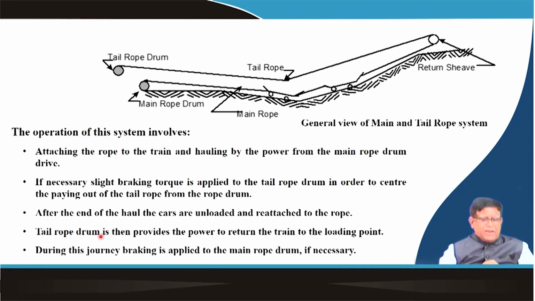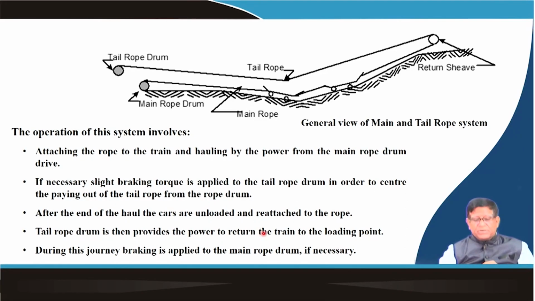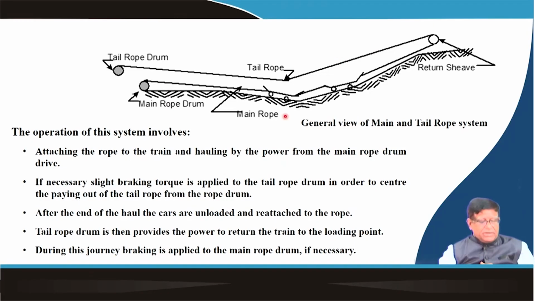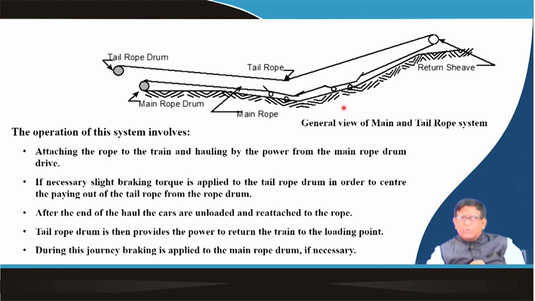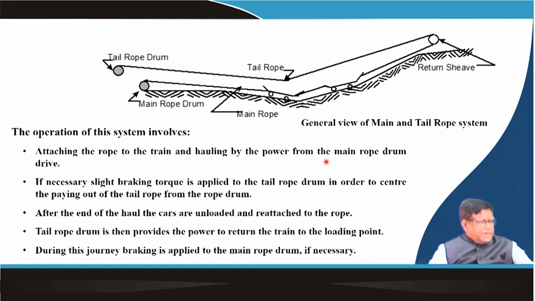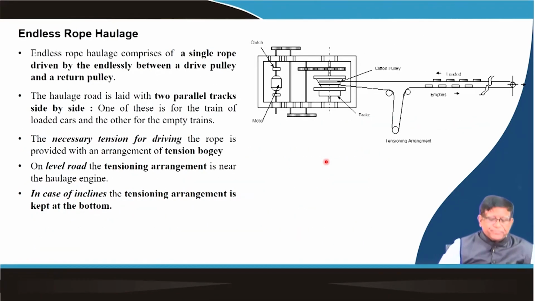The tail rope drum then provides the power to return the train to the loading point. You are using the tail rope there. During the journey, braking is applied to the main rope drum if necessary, for speed control. Now, you can see that you are negotiating low gradients and also an undulating road with this type of system.